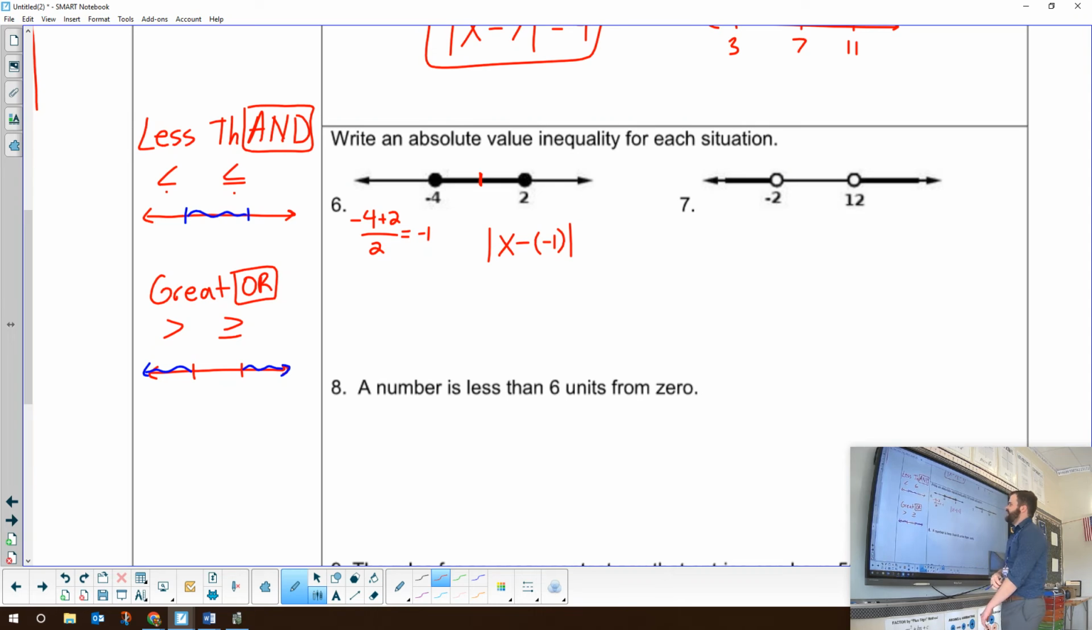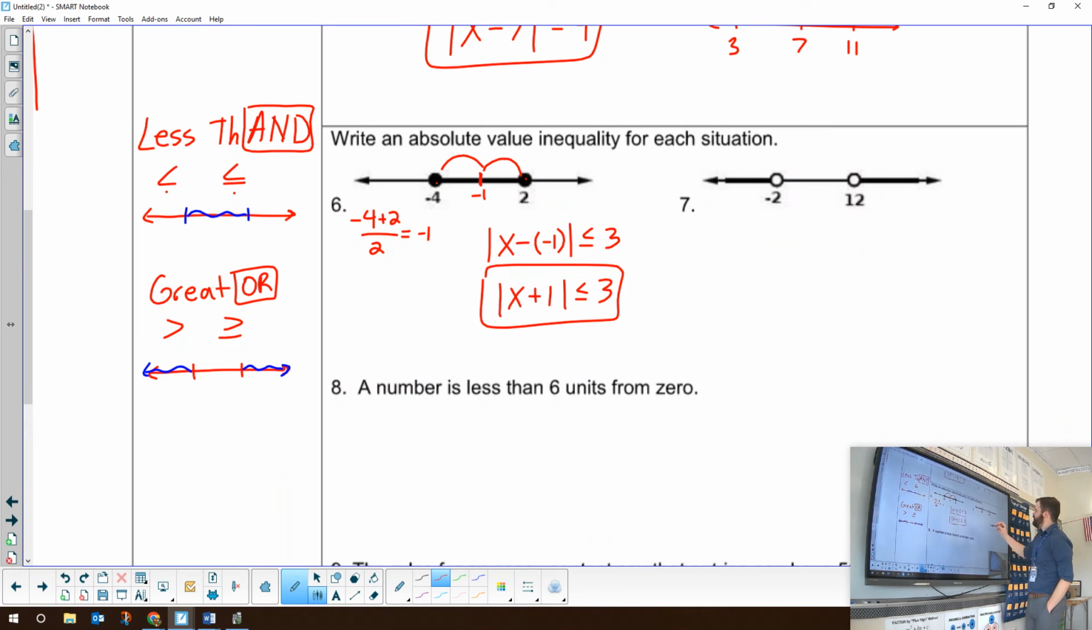And then we have to decide, is this less than or greater than? Is it less than or equal to or greater than or equal to? Well, it comes together, so this one is an and, and we have closed circles. So this one's going to be less than or equal to, and then the distance: if this is -1, my distance here is 3, and my distance here is 3. Then I can just simplify it. It's going to be the absolute value of x plus 1 is less than or equal to 3.